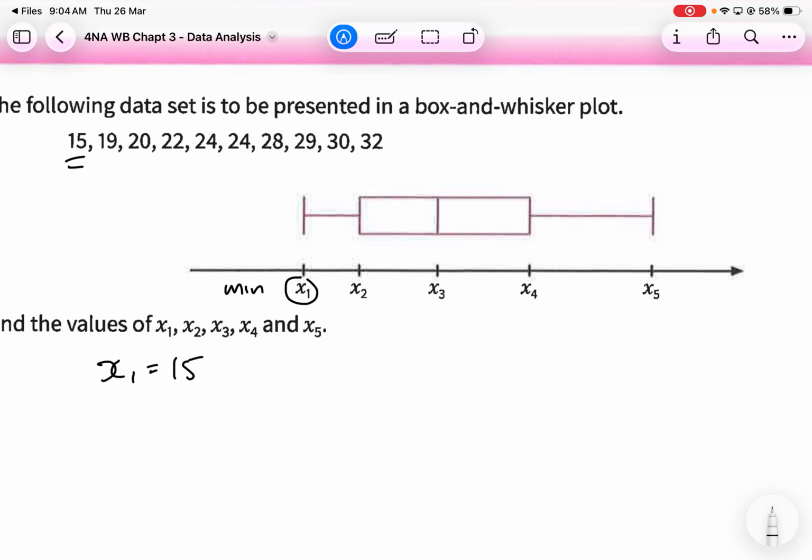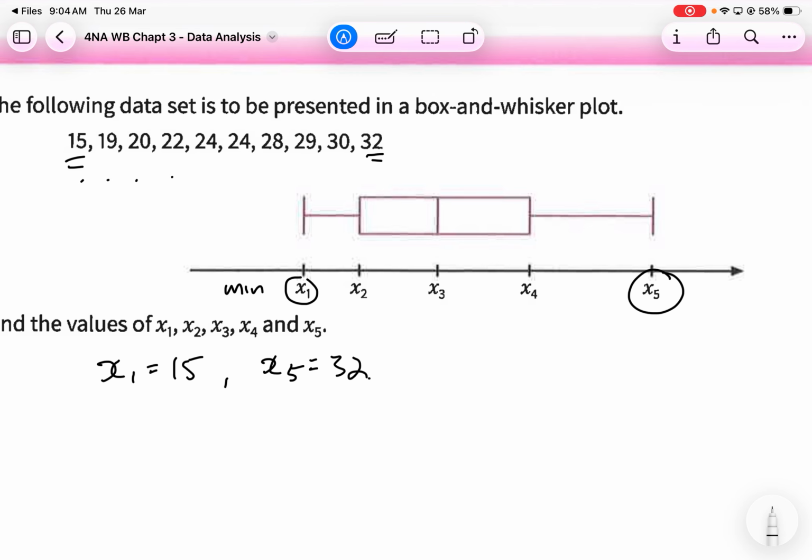Okay, maximum is here. So I can already write down X5 is 32. Then if I want to know X3, I must go and see what is the middle of these data. 1, 2, 3, 4, 5, 6, 7, 8, 9, 10. So if I have 10 data, I split them into half will be 5 and 5.